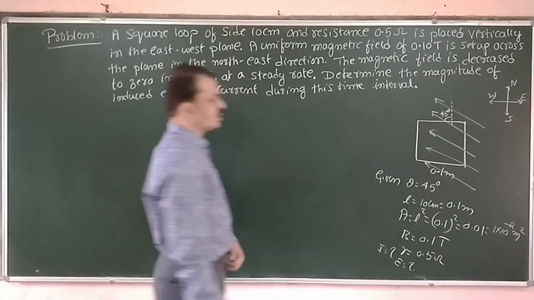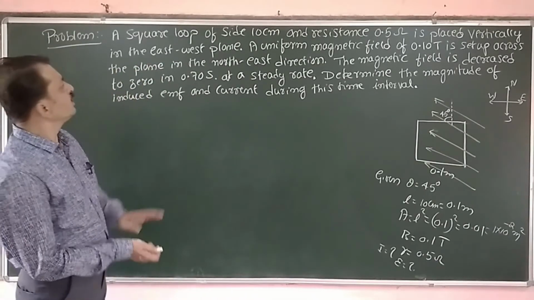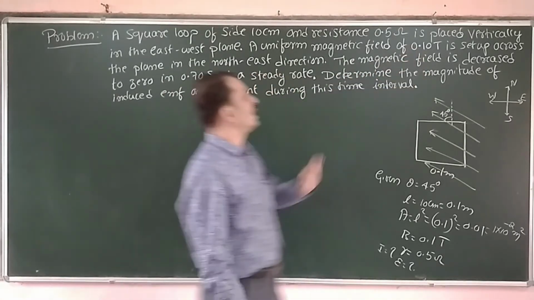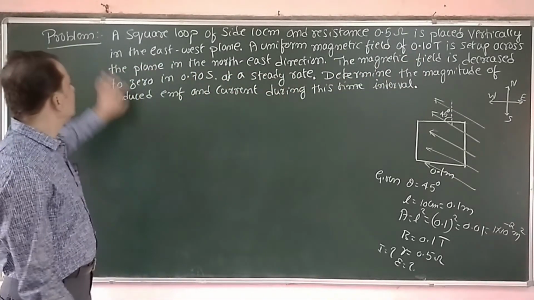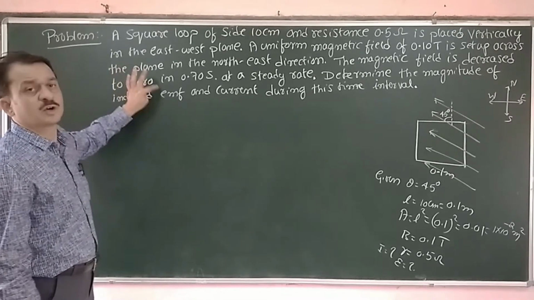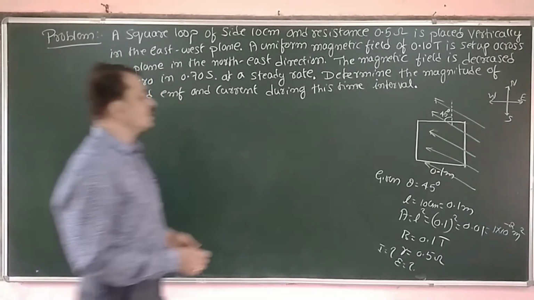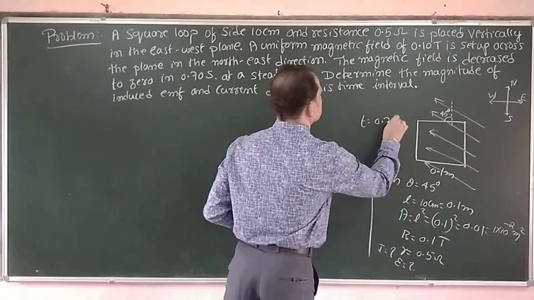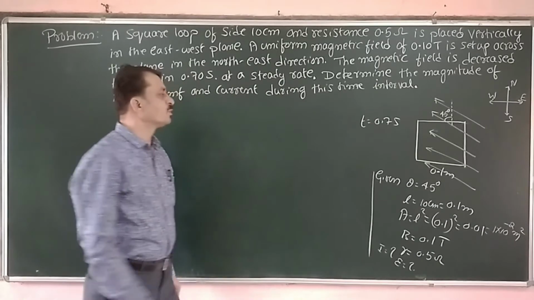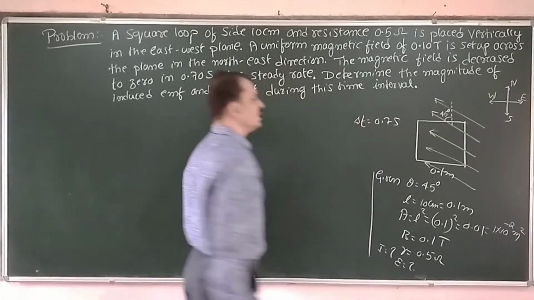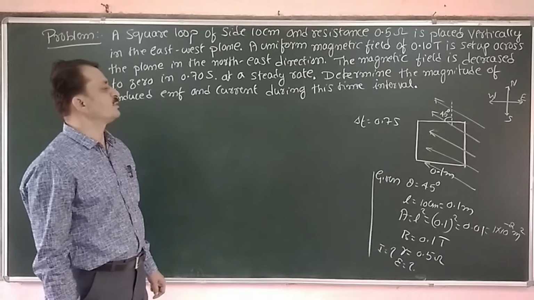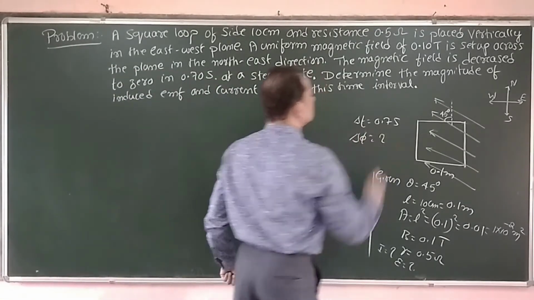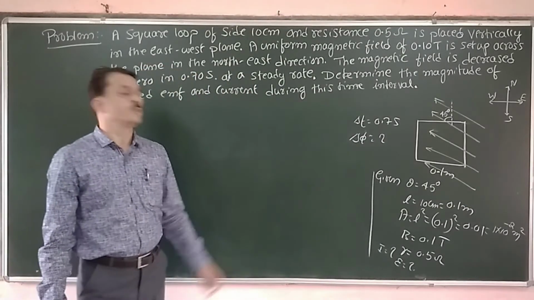Now we will first work out the flux. Look here, they have given the magnetic field of 0.1 Tesla. It is initially 0.1 Tesla. Then it is reduced to 0. In what time? 0.7 seconds. Time is also given. Now t is equal to 0.7 seconds. If I take it as delta t, the change in time, 0.7 seconds, and work out the change in flux, then we can calculate the induced EMF.